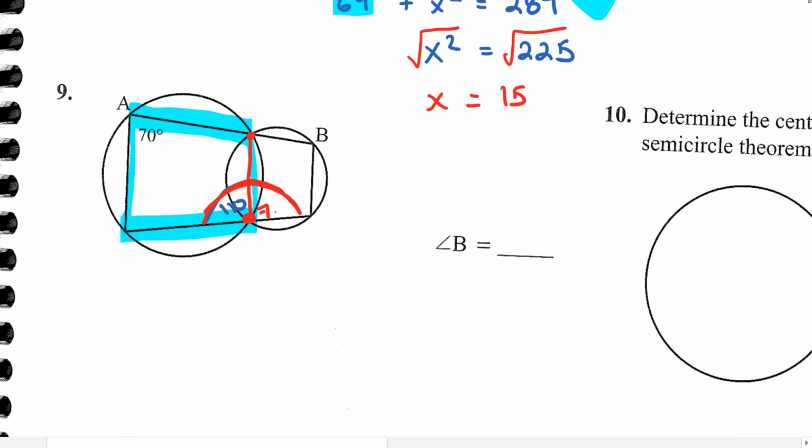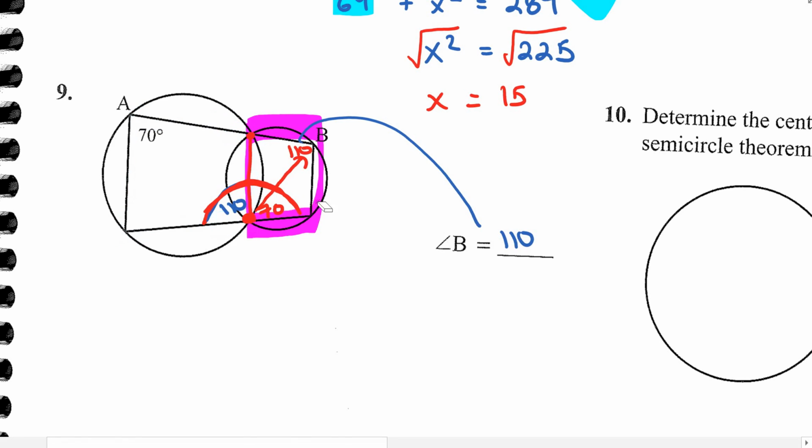So that means this inside angle has to be 70, and then this opposite angle here has to add up to 180, so this should be 110 as well. So right here, there is a 4-sided quadrilateral, and the opposite angles add up to 180. So angle B is going to be 110 degrees. Okay, so that one's not too hard to figure out.